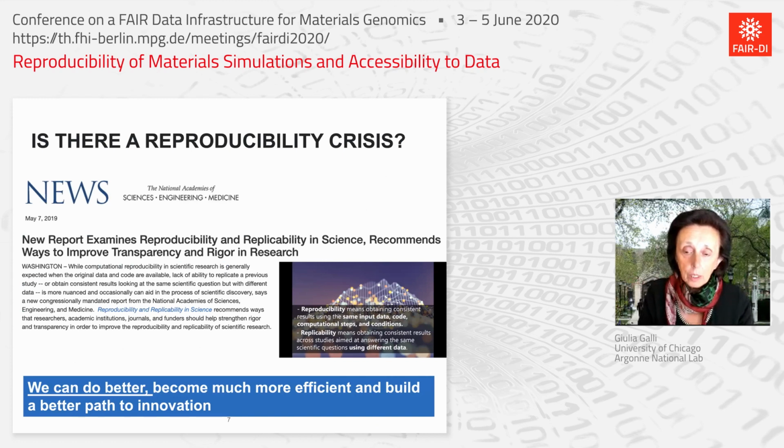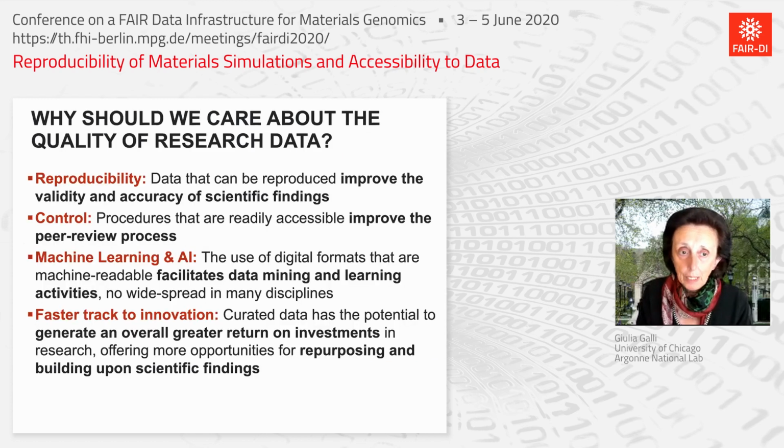Again, without dissecting where we are and without trying to establish where we have a crisis, we can do better. We can become much more efficient and build a better path to innovation if we make our results reproducible, if we make our data available, and if we make our workflow available. And of course, reproducibility is just one of the reasons why we should care about the quality of research data.